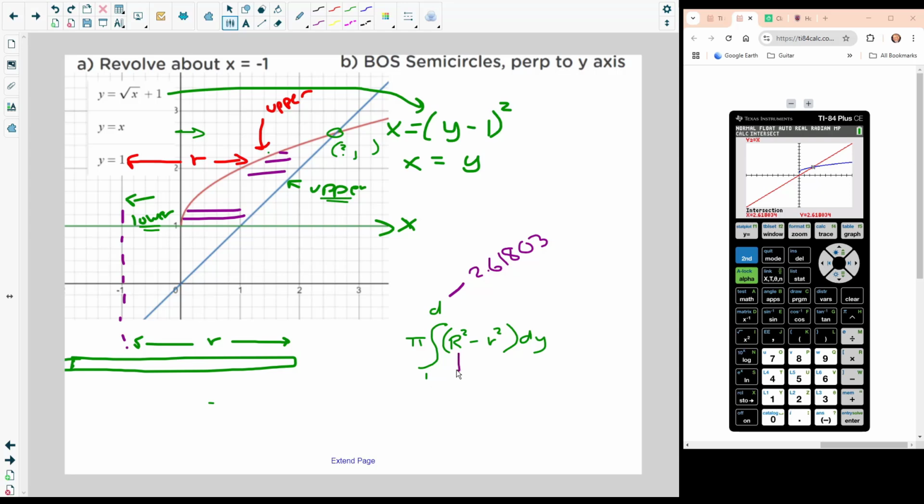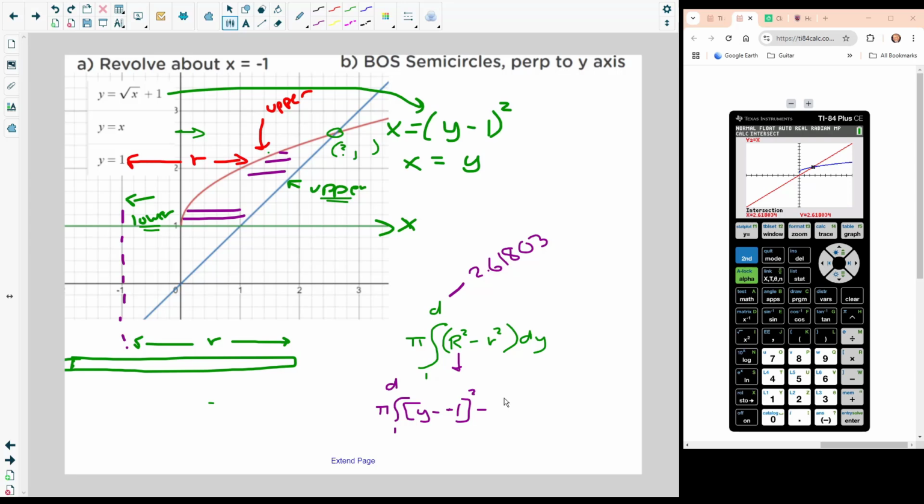Let's define our R. That is the upper minus lower of our outer radius. So that's going to be y. This is the line x equals y. So it's going to be y. So pi times the integration from 1 to d, which we defined, of course. And then this is going to be y minus the revolution line, which is -1. Revolve about x equals -1. So y minus -1, y minus -1 squared.